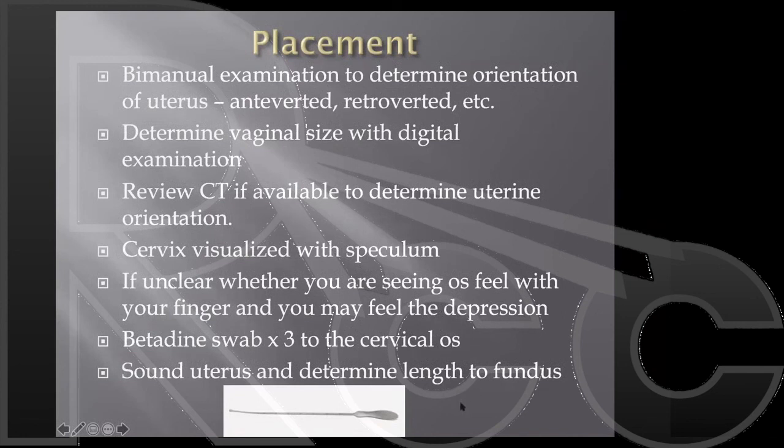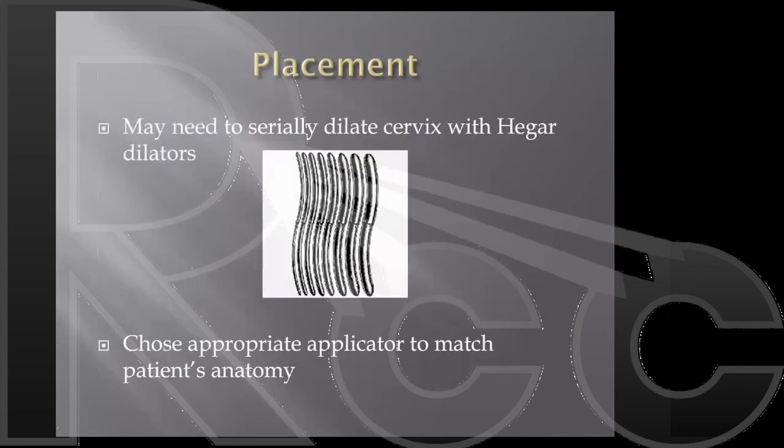And then we sound the uterus and determine the length to the tip of the fundus. You may need to serially dilate if you're using older tandem and ring applicators. That tandem is pretty large, and so you may need to use these Hegar dilators to serially dilate the cervix and choose the appropriate applicator to match the patient's anatomy. And I'll give you a few keys that I use.